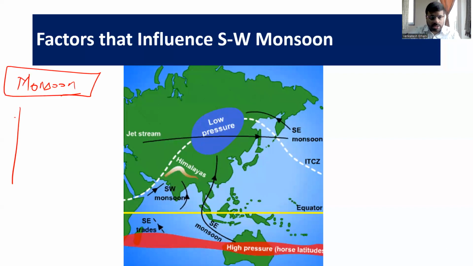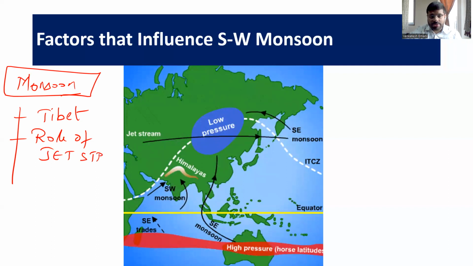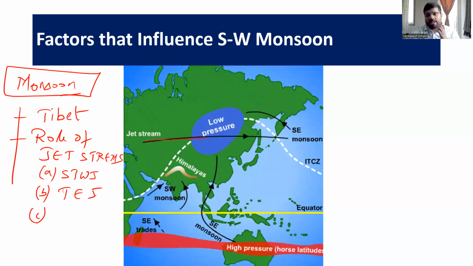So there are some other factors, say Tibet, say the role of jet streams. So you have three jet streams. The subtropical westerly jet, as you can see here, the red color, and you can see this black color one, the subtropical westerly jet. Similarly, there will be the tropical easterly jet, which we'll understand further, and the Somali low-level jet stream, which have a role to play in India's monsoons. So we'll discuss that. See, broadly, these are the contributing factors.